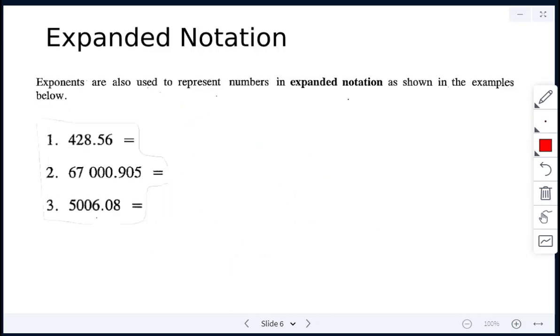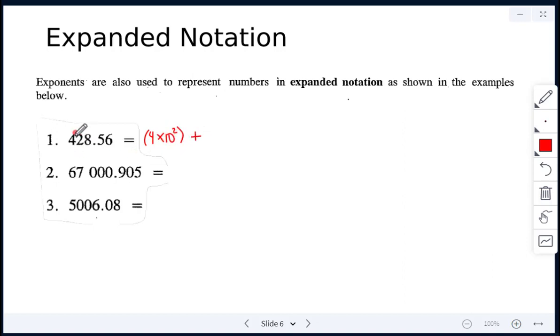So next we're looking at how exponents are also used to represent numbers in expanded form. So let's take a look at these examples. We're going to put these into expanded form. All right, so we have 4 in the hundreds place. So we can write that as 4 times 10 to the power of 2.